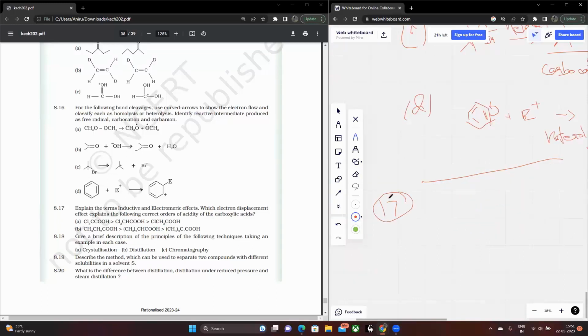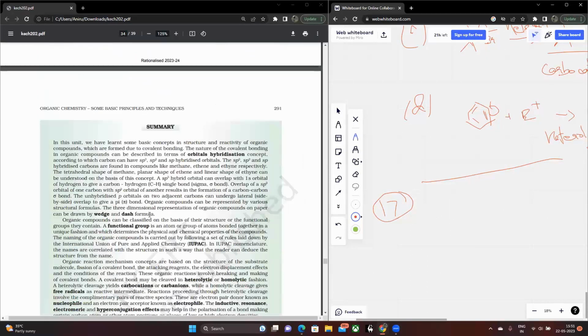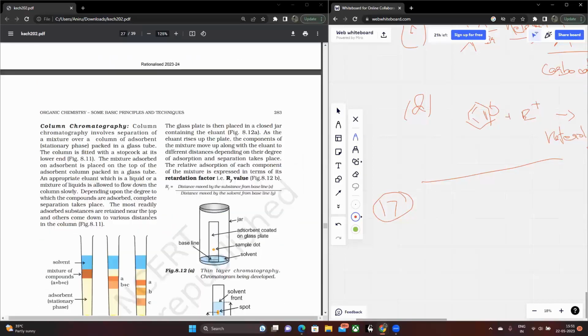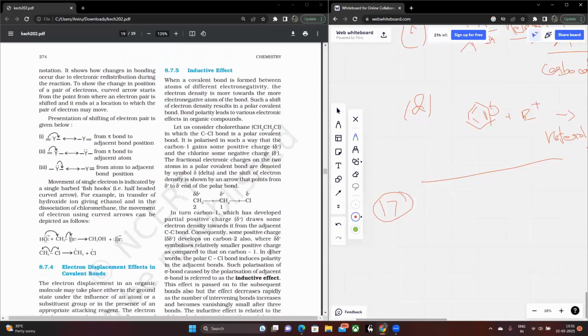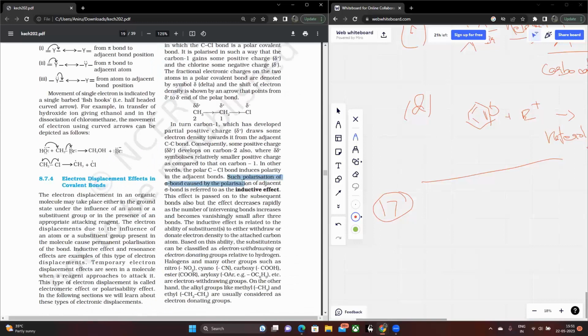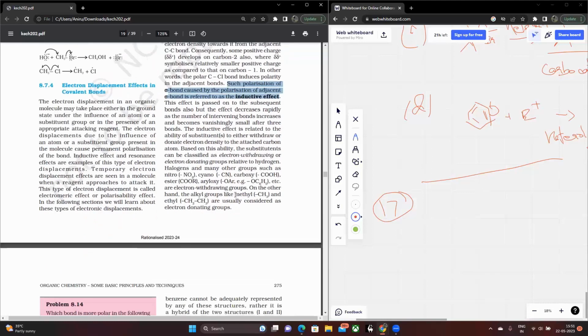And then 17. Explain the terms inductive effect. Right. Again, what is there in the book? So you can see that this polarization of the sigma bond caused by the polarization of adjacent sigma bonds is referred to as the inductive effect. Right? This takes place solely when the chain is saturated. When there's a pi bond or something, that interferes with the inductive effect. Right?